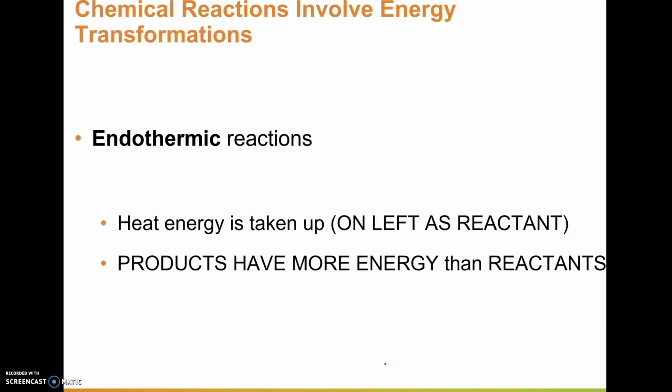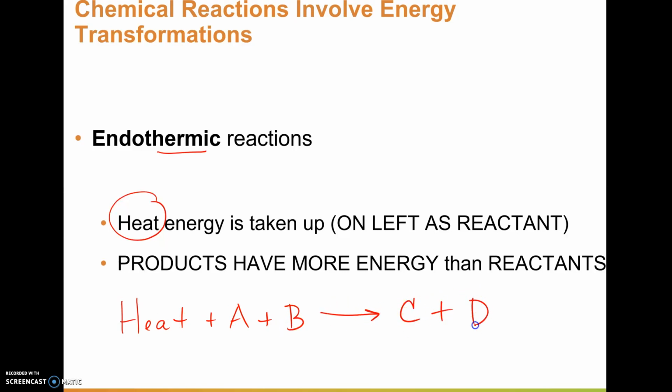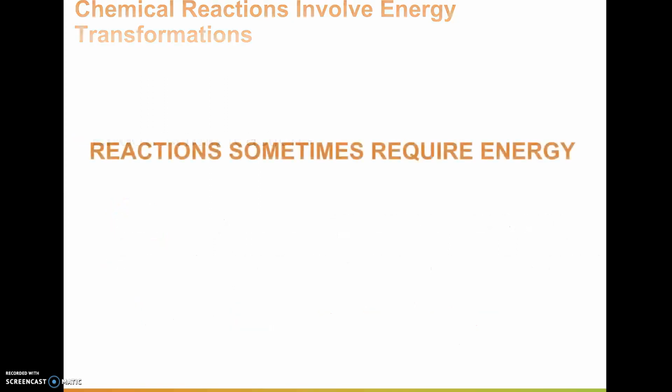The next one, which may be linked to that, is an endothermic reaction. Again, it's thermic, so it has to do with heat. But in this case, the heat is going to be on the side of the reactant. So it would be heat plus the reactants yields products. And in this case, the products have a greater amount of energy than the reactants.